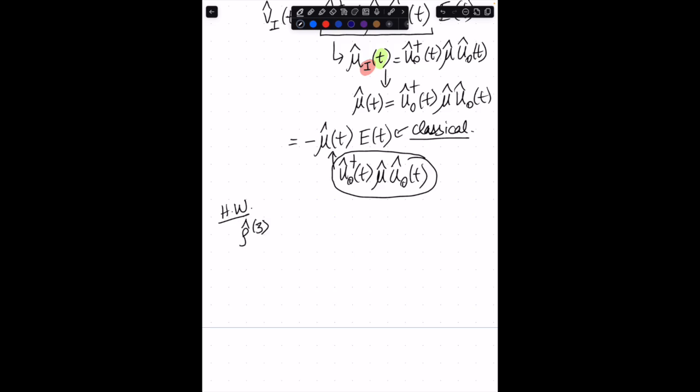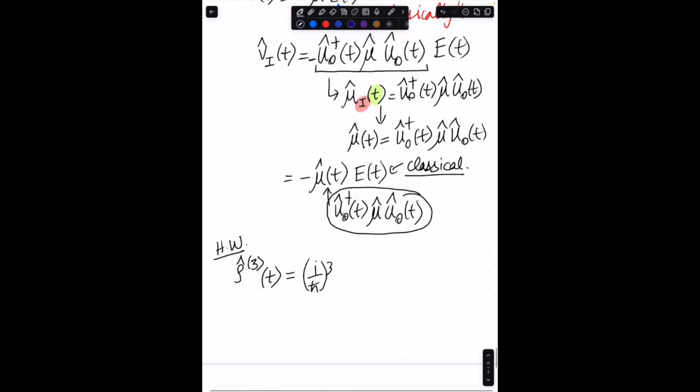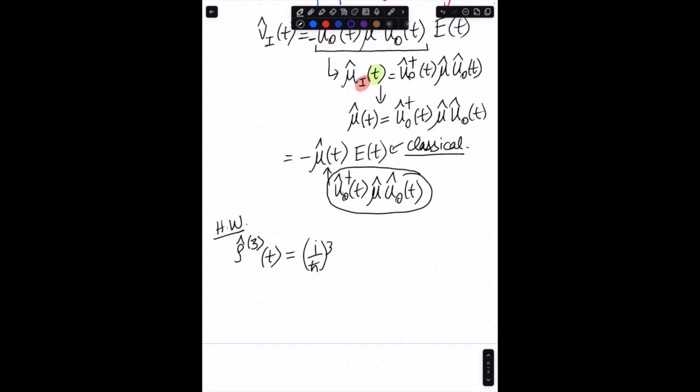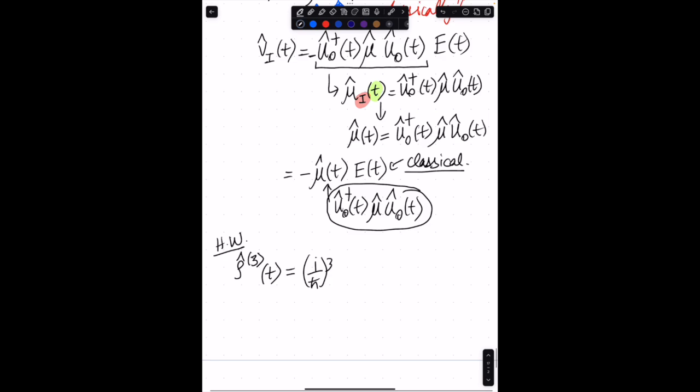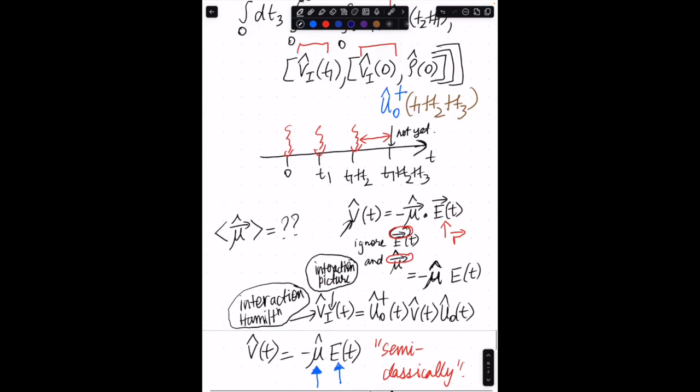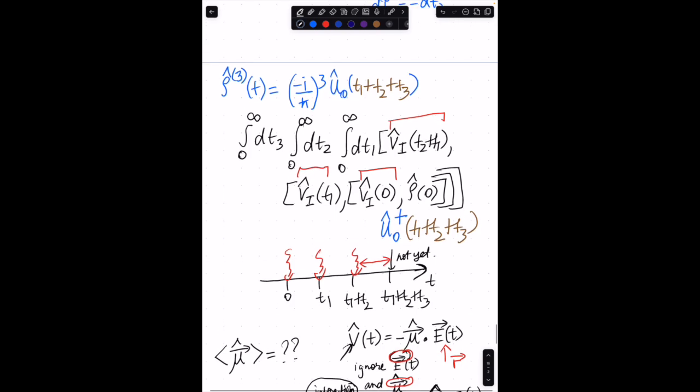Your third order density operator will have a positive i over h bar cubed. Till now you had a negative, but now you have a positive. This positive comes because you have three perturbations, right? So there are three negative signs, and that gives you a negative sign which cancels out the negative sign from the previous equation. 0 to infinity dt3, 0 to infinity dt2, 0 to infinity dt1. So we are going to put in the perturbation and the electric field.